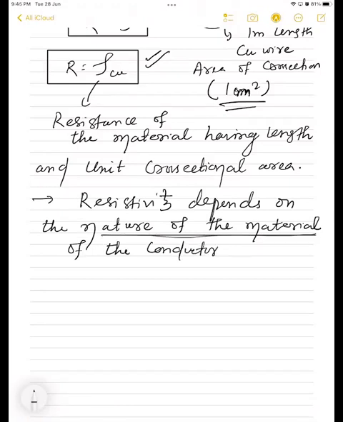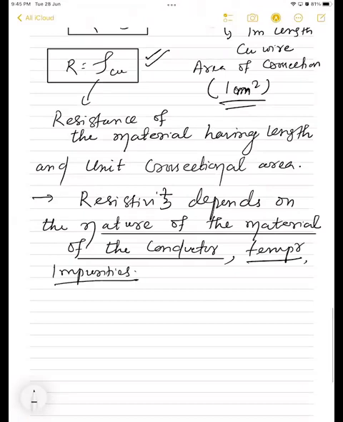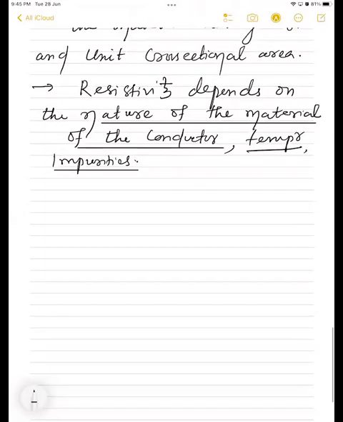Nature of the material of the conductor, right? And it also depends on temperature, the underlying temperature, and on impurities. Because if all these things depend on resistance, then definitely resistivity will also depend on them, right?